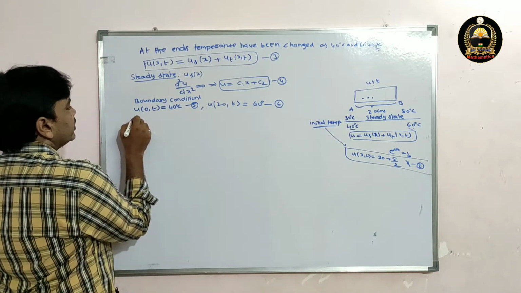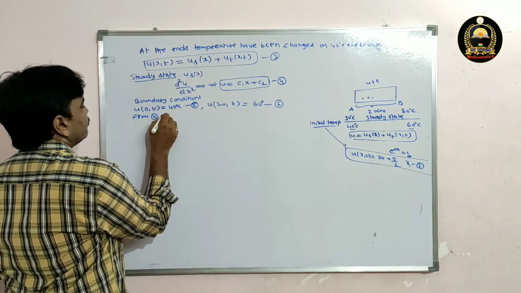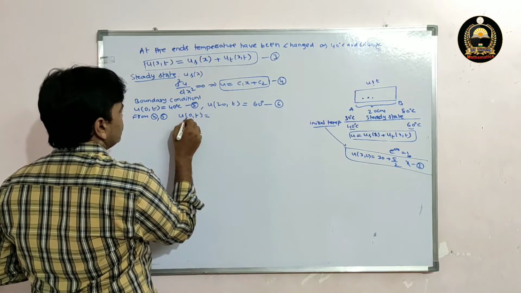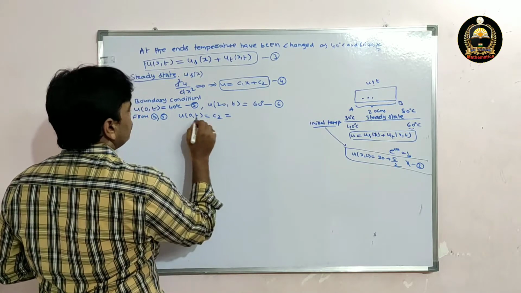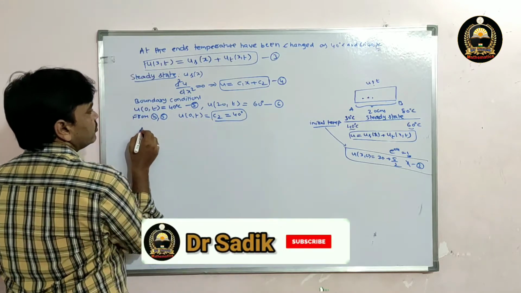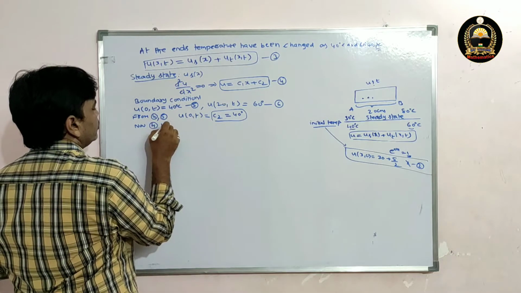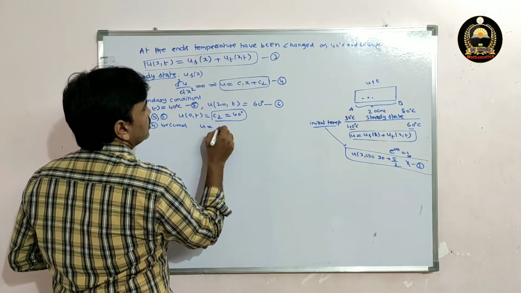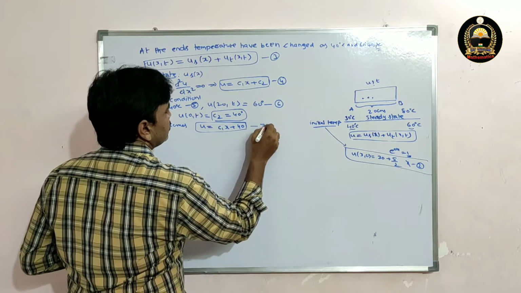Now from 4 and 5, u of 0 comma t, see, x value is 0 here, so c2 is equal to, what is the c2 value? 40. So c2 value is 40. Now 4 becomes u is equal to c1x plus 40. Say this is 7.